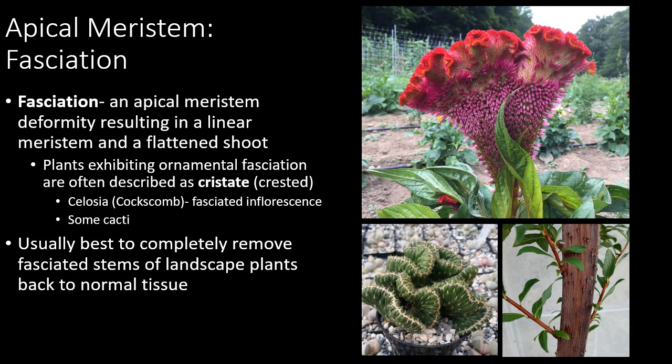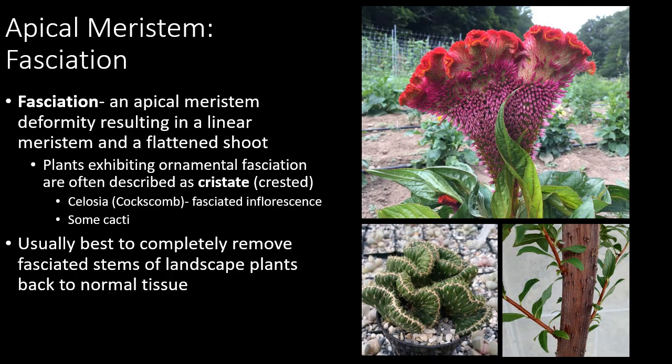If you have ever had plantar fasciitis, or if you have ever heard of the plantar fascia, that's a sheet of connective tissue that runs along the bottom of your foot. It kind of bridges your arch. And a fascia is really just a sheet. So fasciation is basically our apical meristem becoming a sheet-like stem rather than a normal cylindrical stem.